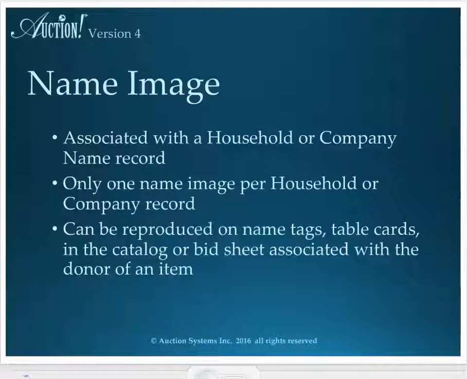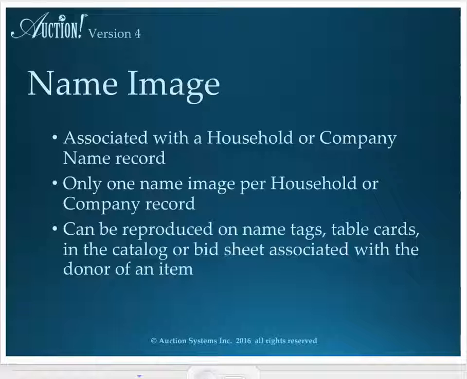Images can also be associated with a name record, and only one image per household or company record is allowed. You may want to include the logo of a sponsor on a table placard or in the catalog. You can also include the donor's logo on a bid sheet for all the items the donor donated. Some organizations may want to include the name image on a name tag.